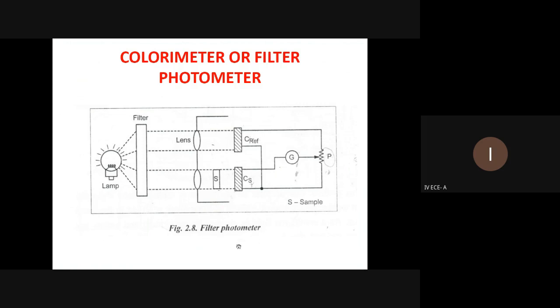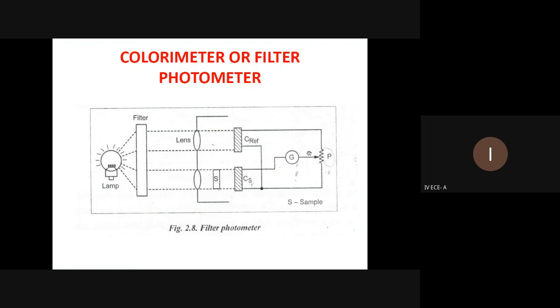The tungsten filament lamp gives the light radiation. This light is incident on the lens, which makes it a parallel beam of light. This parallel beam is passed through the sample solution. After passing through the sample, the sample absorbs some light energy, transmitting the rest. This transmitted light falls on the photocell.